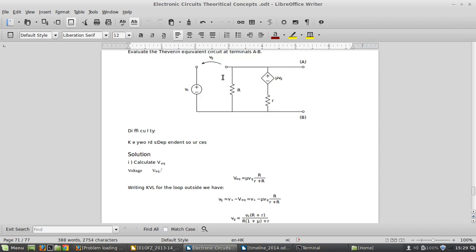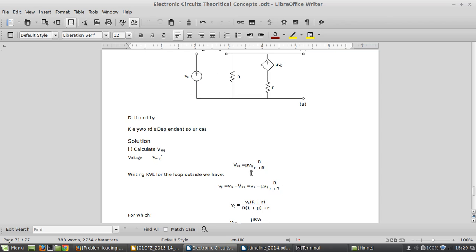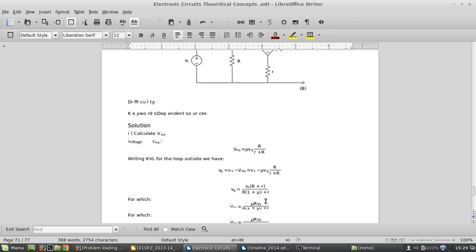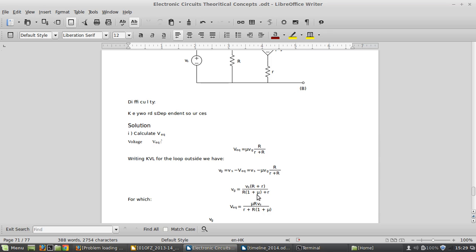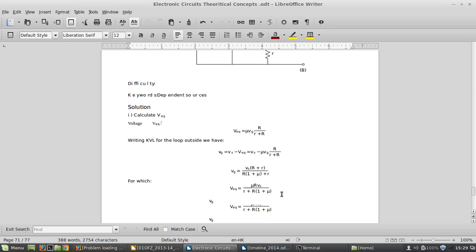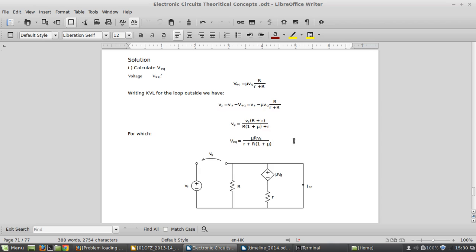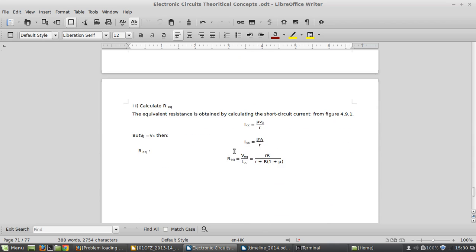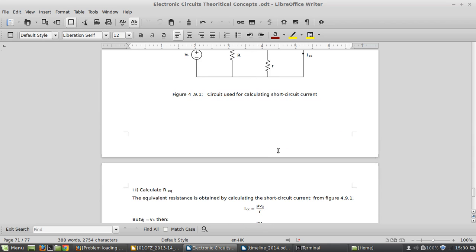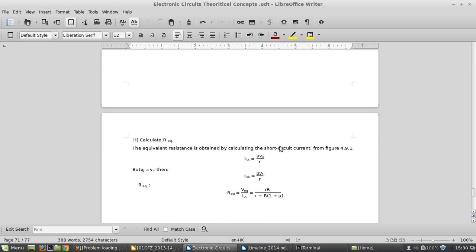Alright, now for exercise number 9, what you have to do is evaluate the Thevenin equivalent circuit at terminal AB. For finding the Thevenin equivalent circuit for terminal AB, we use a similar technique. We can say that the equivalent will be like, you start taking the loop here. This V equivalent will be just mu Vz divided by R plus R, times R.